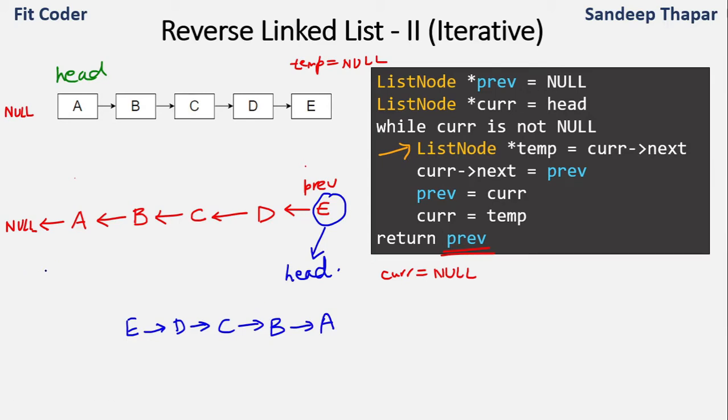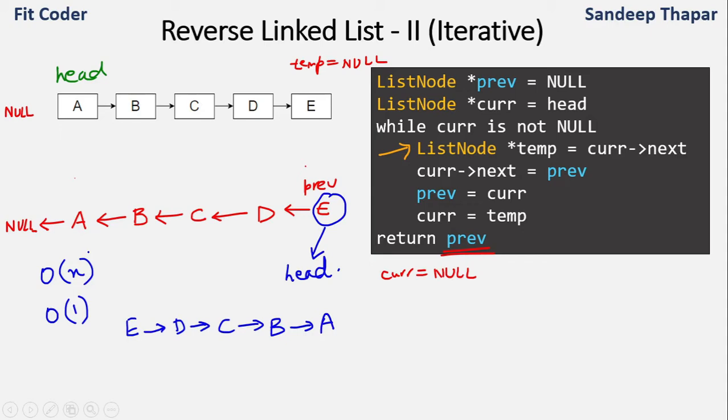The time complexity of this method is order of n, where n is the number of nodes, and the space complexity is order of 1. So by just taking a pair of nodes, we can reverse their links and then proceed to the next pair.